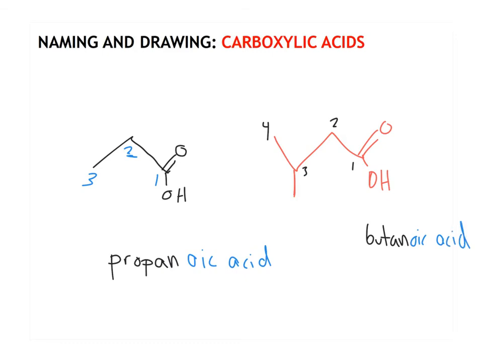And then on that third carbon, here I have a methyl group. So this would be 3-methyl butanoic acid. You'll notice that this side chain does not get the lowest number, so it's not a 2, because I need to start where that carboxylic acid actually starts. So that's 3-methyl butanoic acid, the name of that carboxylic acid.